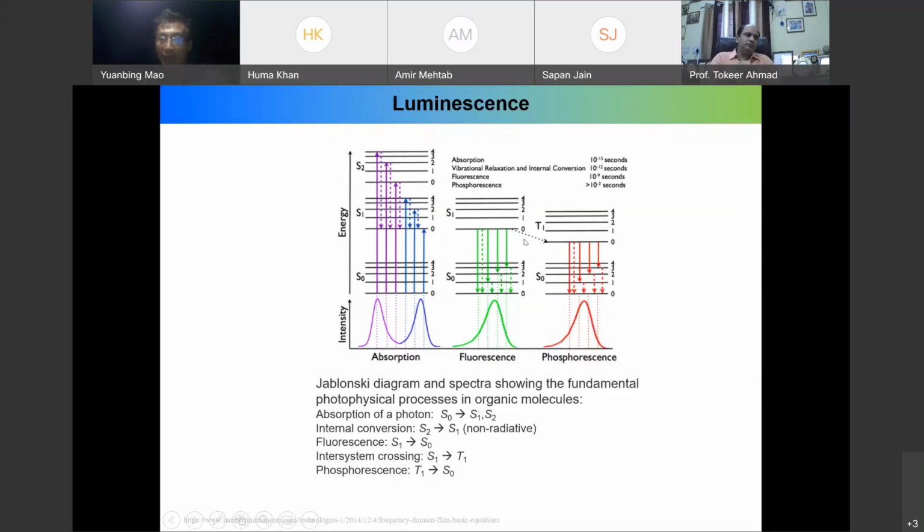And then because of that extra time, this process is called phosphorescence. One important thing here is the time scale. You can see the absorption process by materials is pretty fast, on the order of a femtosecond, and then the vibrational relaxation and the internal conversion normally take about a picosecond. The fluorescence is about a nanosecond, but the phosphorescence is microsecond. So that's the general idea about fluorescence and phosphorescence.